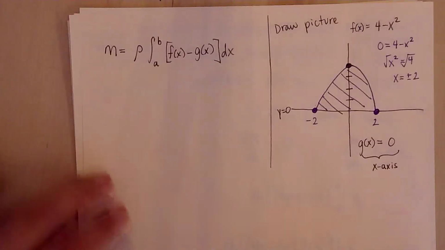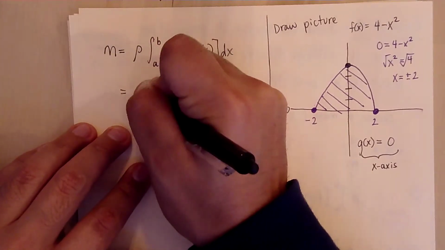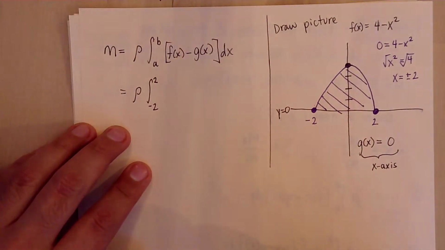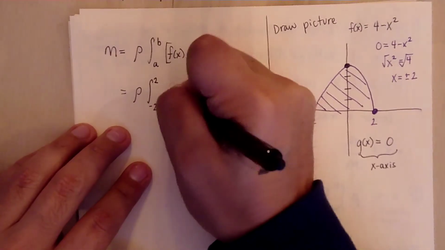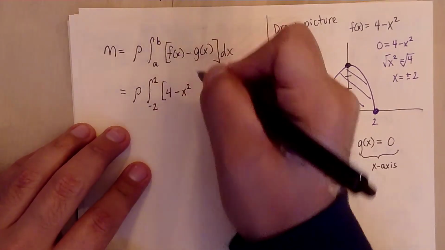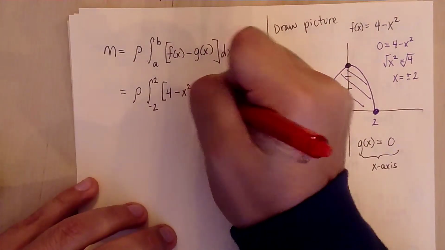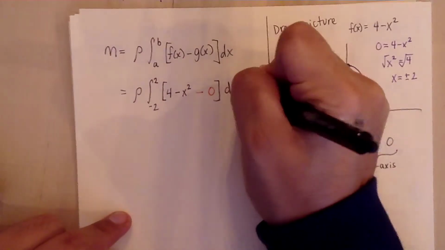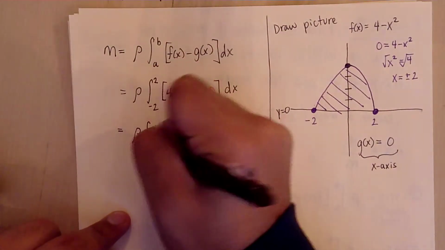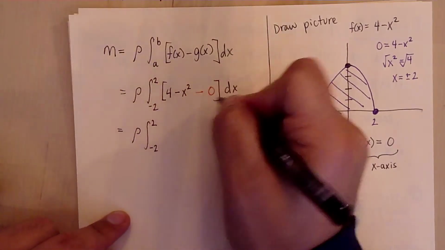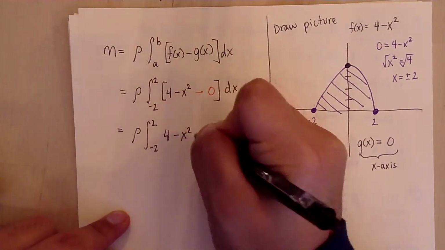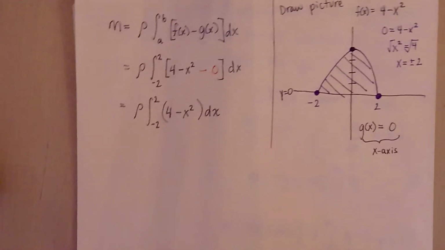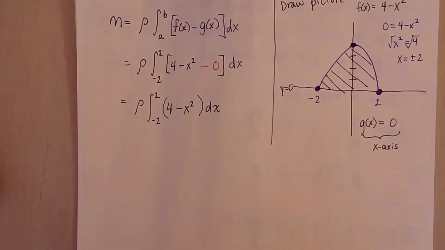Okay, so here we would just be looking at rho, and then we're integrating from negative 2 to 2 of our function 4 minus x squared minus 0, since g of x is just equal to 0 in this case. So we're just integrating really the function 4 minus x squared dx. And that should be pretty simple to do.